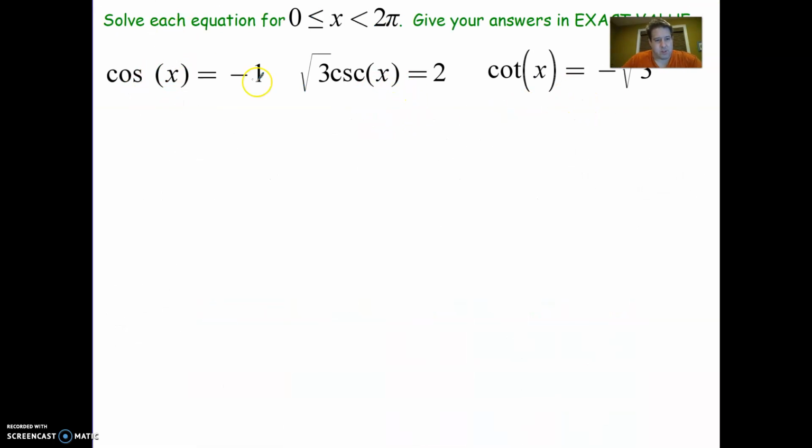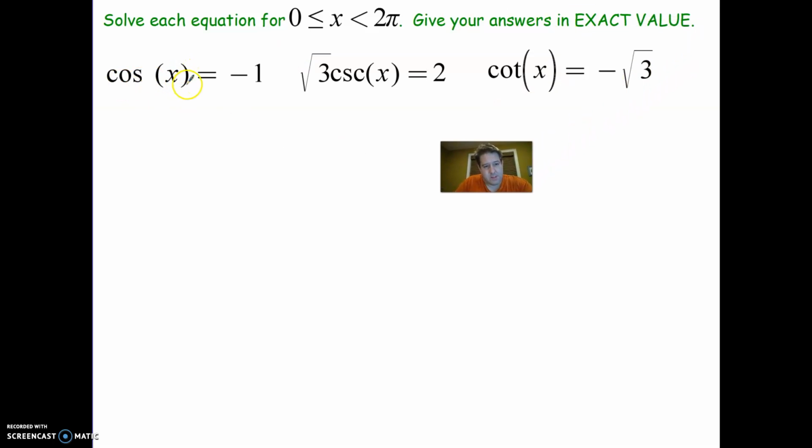Okay, so solving these equations. The first one's a lot like we did in the last video. Cosine of x is equal to negative 1. Now, when does the function go only to the left? That's when x is 180 degrees, which would be pi. Pi would be the only answer.